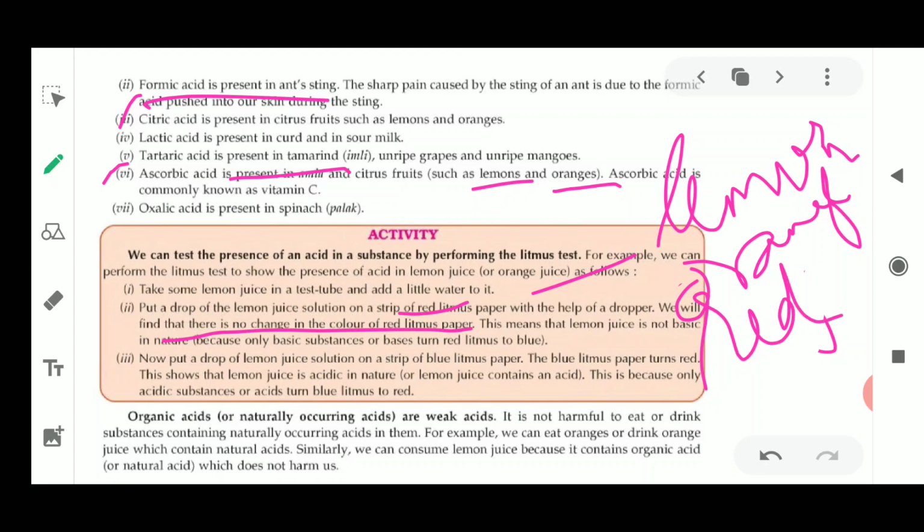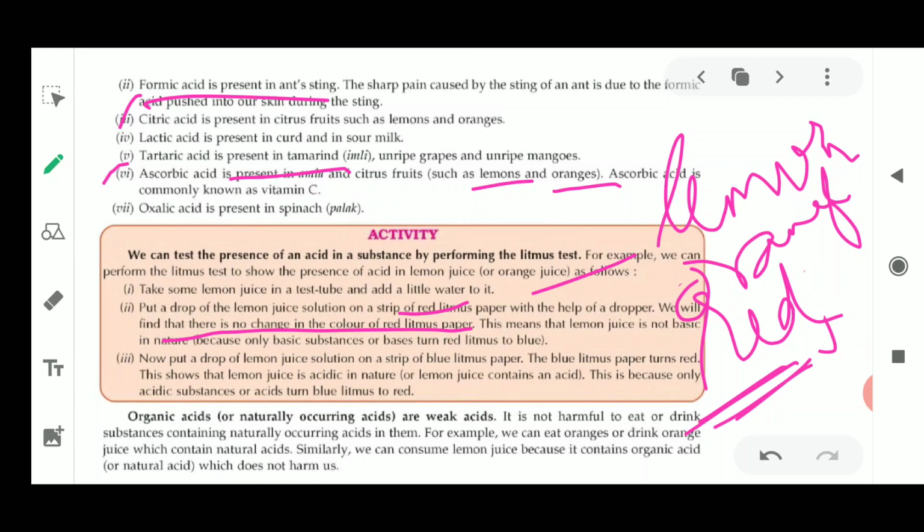Now yesterday I told you that red litmus is going to turn blue when bases react with it. Now we are taking acids, so is it going to show any color change? No, it is not going to show any color change. This means that lemon juice is not basic in nature, because red litmus only changes with basic substances, turning blue.